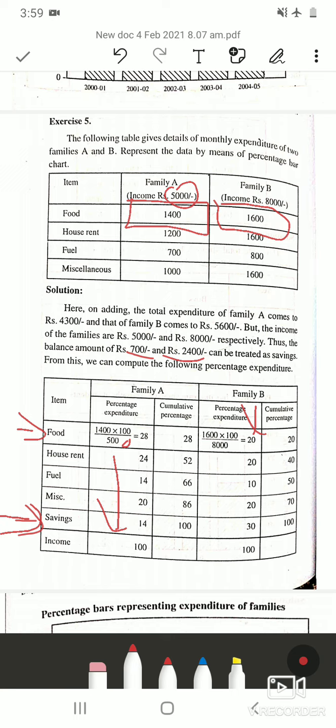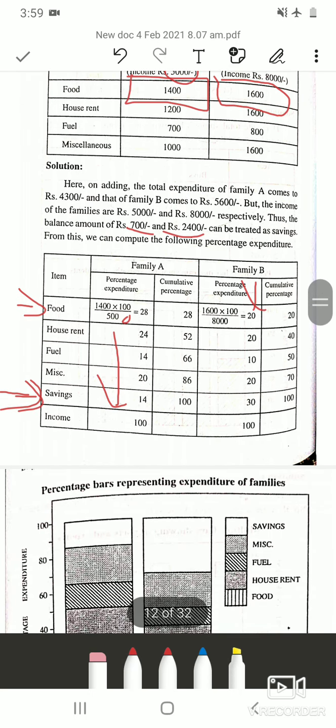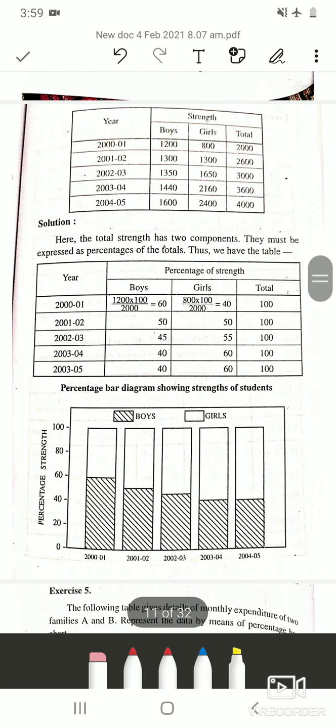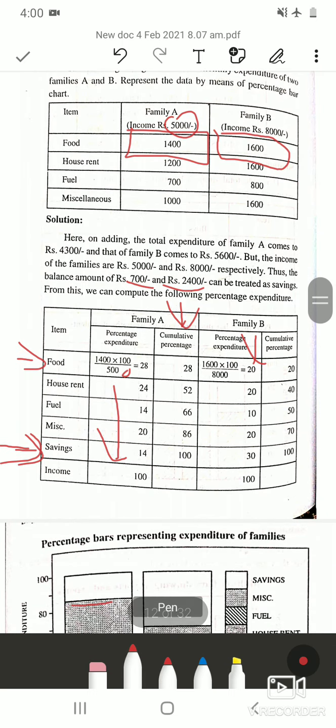So now once you get percentage expenditure of each component, we have to show it in terms of subdivided bar diagrams, right? To get that, we have to get the cumulative percentage. In the previous problem, there were only two quantities, which was understood. If one quantity shows 60%, then the remaining will be 40. Making cumulative makes no sense. But here the components are more, hence we have to find out cumulative percentage.